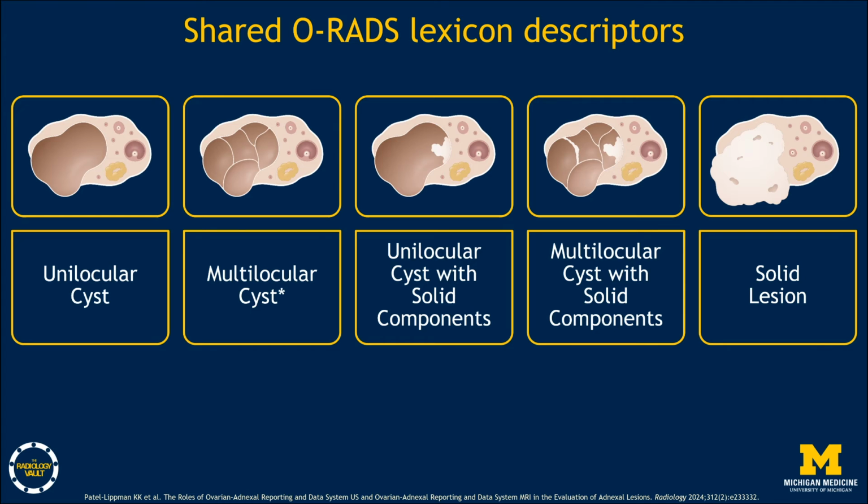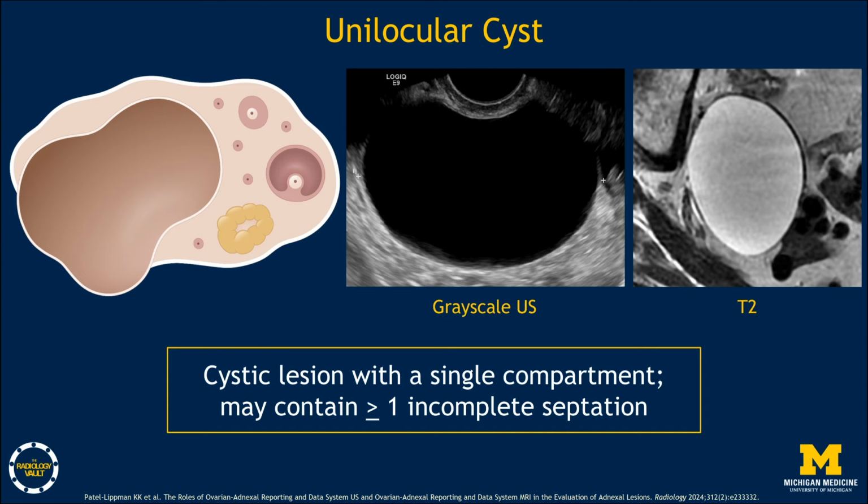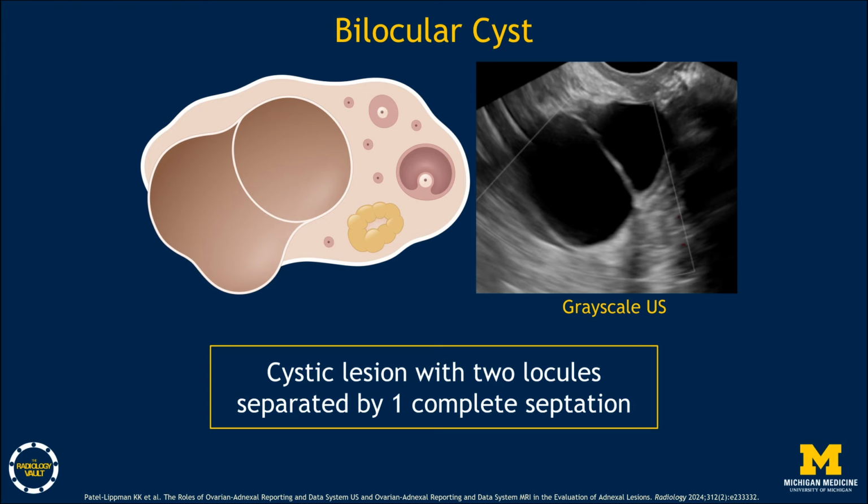These are shared O-RADS lexicon descriptors, and we're going to go over each one in the upcoming slides with definitions. I do want to note that O-RADS ultrasound version 2022 introduced a new lexicon term of bilocular cysts, which is not in the MRI lexicon. So the definition of a unilocular cyst is a cystic lesion with a single compartment. It may contain more than one incomplete septation, and this turned out to be a benign follicle. A bilocular cyst is a cystic lesion with 2 locules separated by one complete septation, and this ended up being a benign follicle.